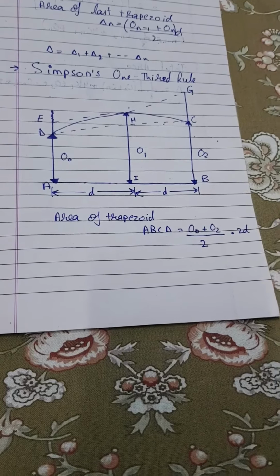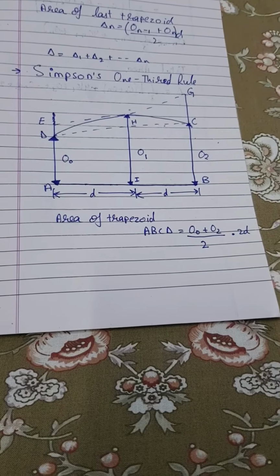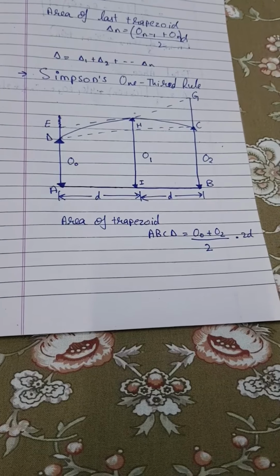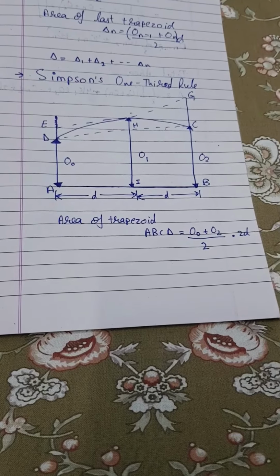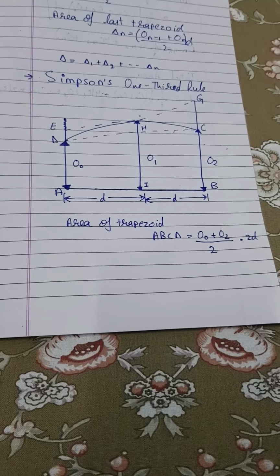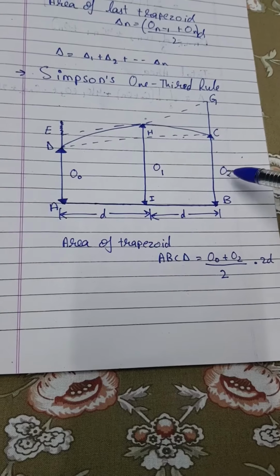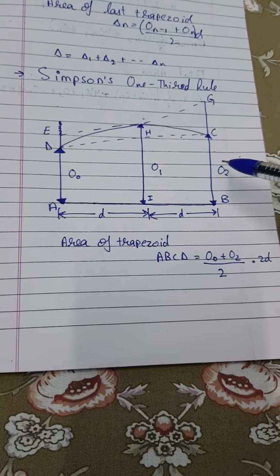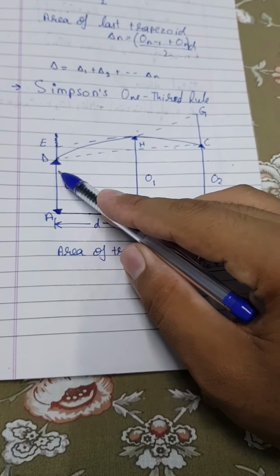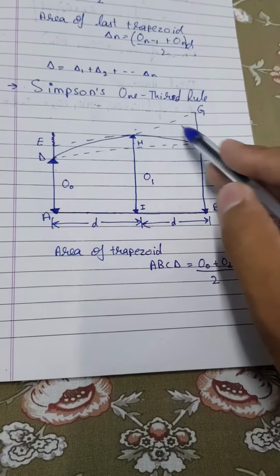The area between the line AB, here you can see the curve DF, may be considered to be equal to the area of trapezoid ABCD plus the area of the segment between the parabolic arc DFC and the corresponding chord DC. Here it is O0, O1, O2. Here, as we are talking about DFC, so arc D, F, and C. This is the arc DFC.